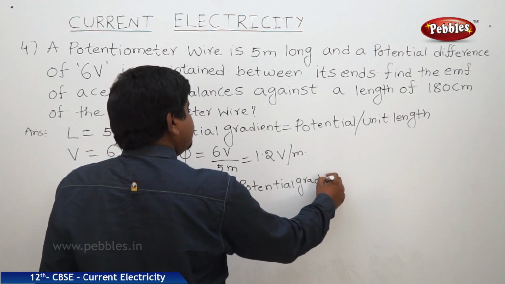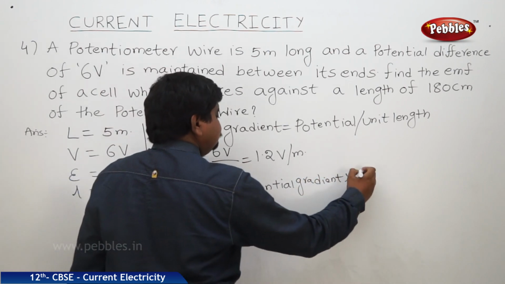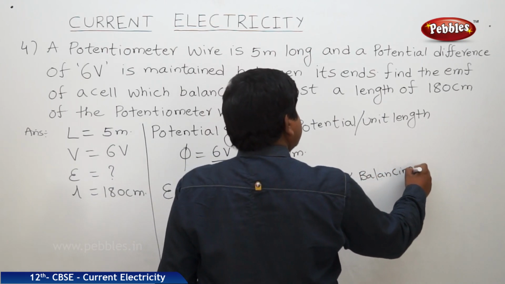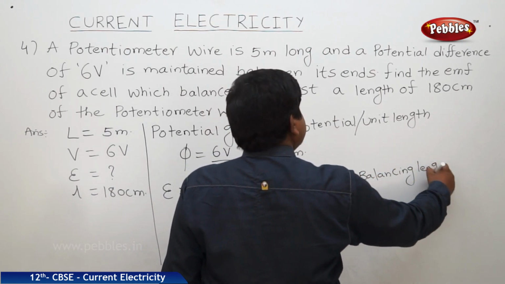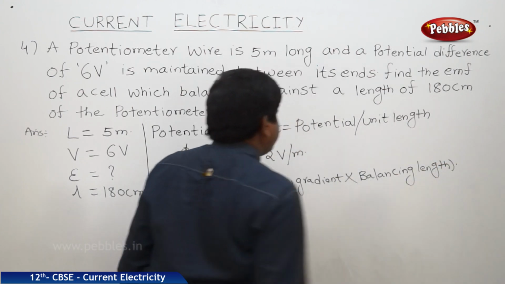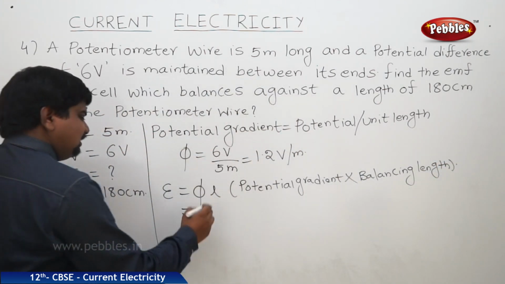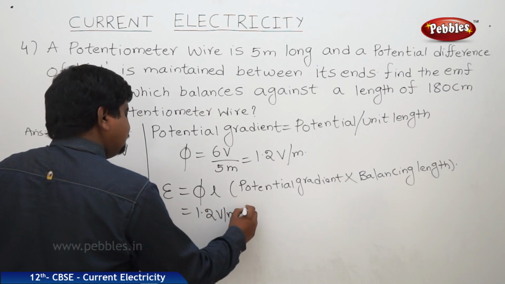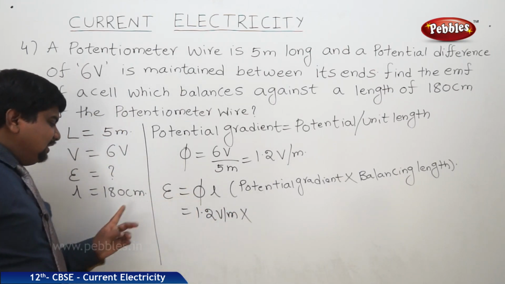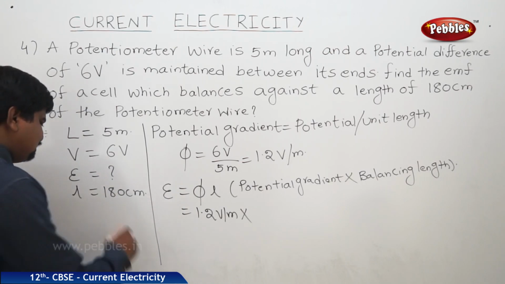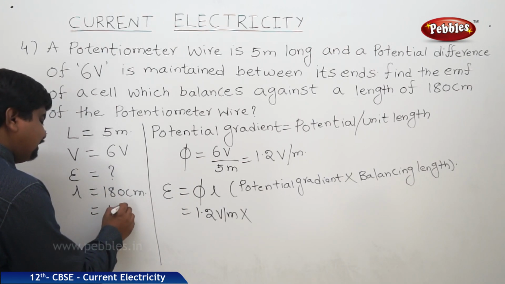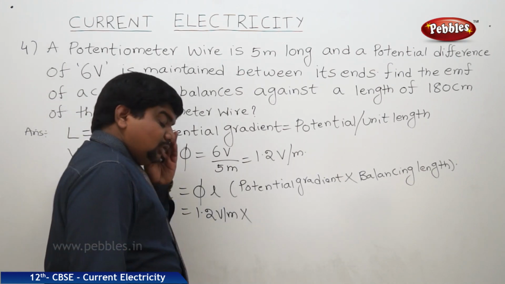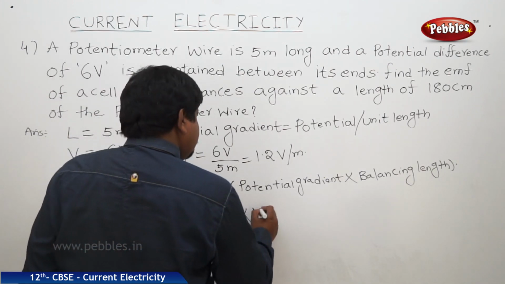Potential gradient into balancing length. So what is the potential gradient? 1.2 volts per meter into, what is the length? 180 centimeters. That's converted into meters, we will get 1.8 meters. So 1.2 volts per meter into balancing length 1.8.